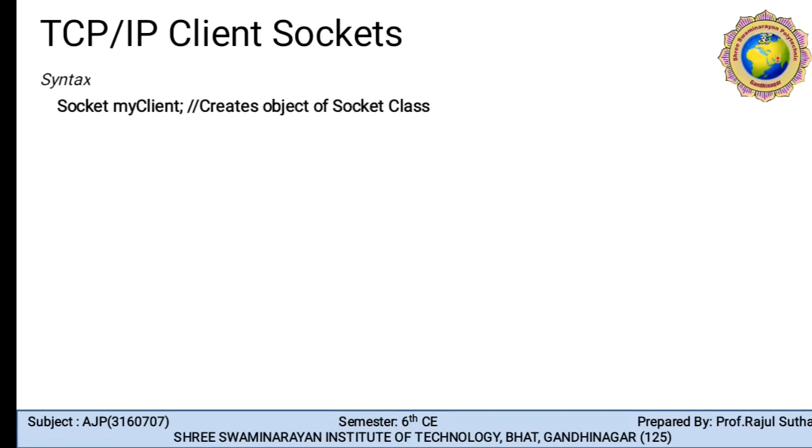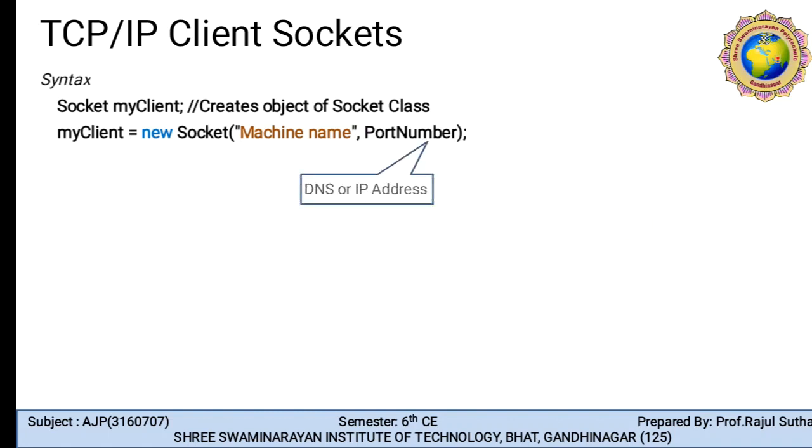So what is the syntax? Here is the syntax for the client socket. MyClient creates the object of the Socket class. MyClient is equal to new Socket(machine name, port number). The machine name is a DNS or IP address. You can use the URL of a particular website or you can use the IP address.